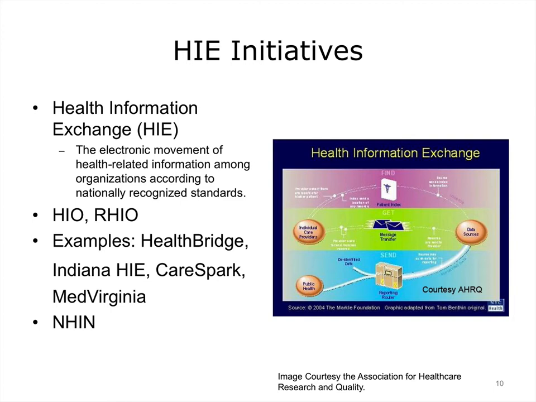Some pioneering examples of regional health information organizations include HealthBridge in southwest Ohio, north central Kentucky, and southeastern Indiana regions, Indiana HIE, which is a statewide network in Indiana, CareSpark in Tennessee and Virginia, and MedVirginia, Central Virginia. As the number and quality of regional health information organizations continues to expand, the next logical step is to connect these networks to form a national network for health information exchange.